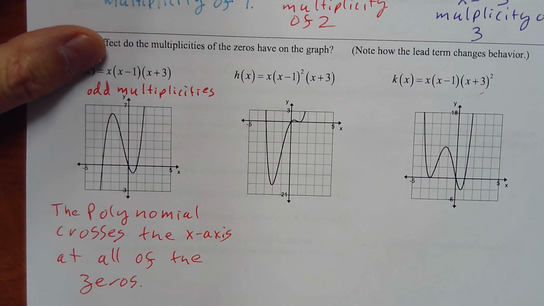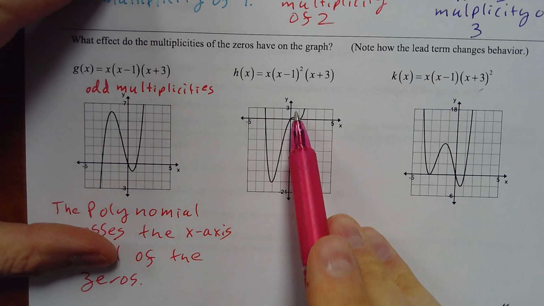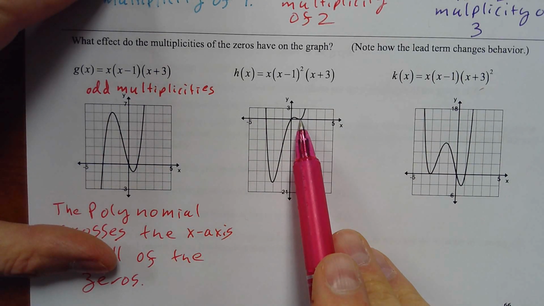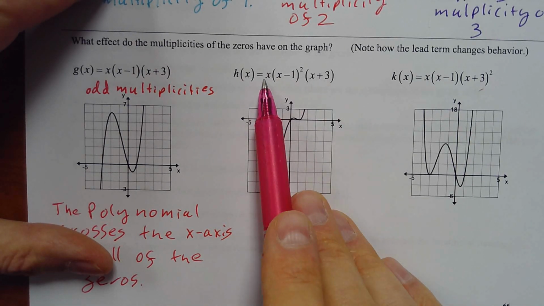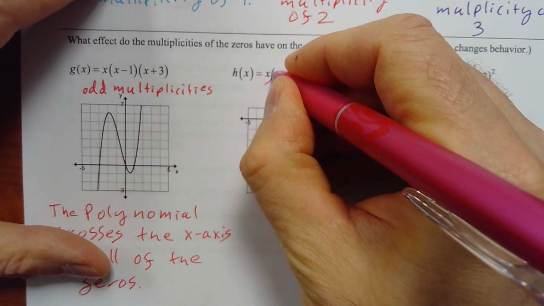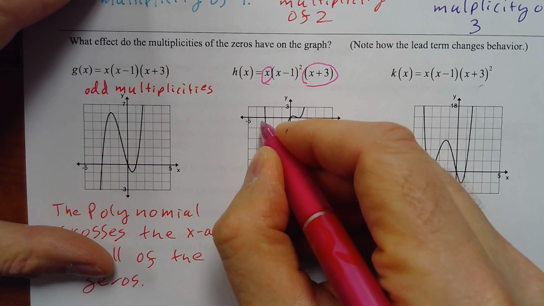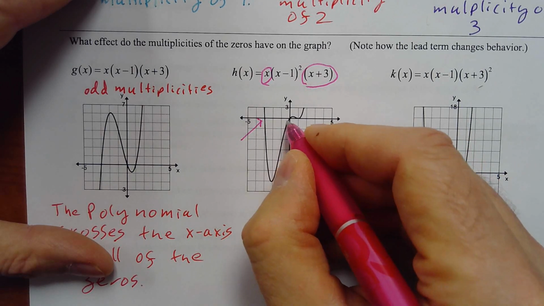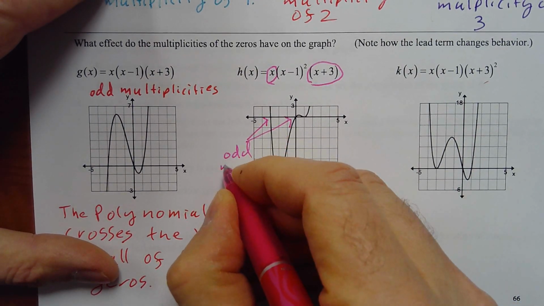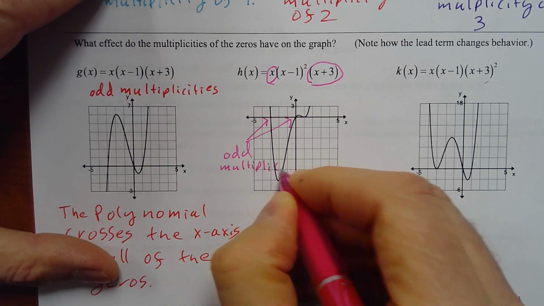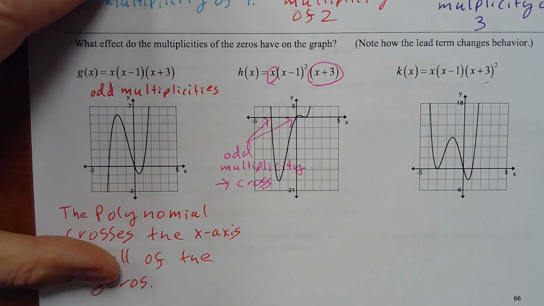Now let's take a look at this next one. So notice at 0 it crosses, at -3 it crosses, but notice what it does at 1. It touches or bounces, doesn't go through. And notice here these are odd. This one's even. So if I look at these two, these are both odd, and they cross. Or I should say crosses.